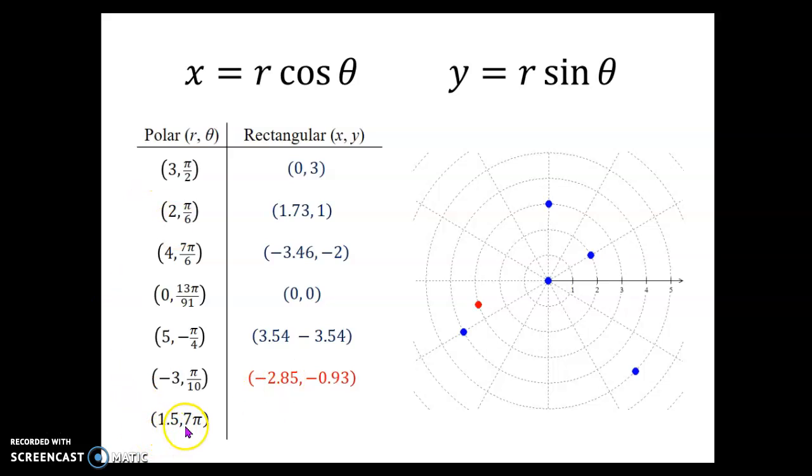Finally, what about 1.5, 7 pi? Well, where is 7 pi? Here's 1 pi. Here's 2 pi. That takes you all the way around the circle. 3 pi, 4 pi, 5 pi, 6 pi, 7 pi. So 7 pi is the same as just 1 pi, or 180 degrees. It's straight out along the negative x-axis. And if we go in that direction for a distance of 1.5 units away from the pole, that puts us right there. The point whose coordinates are negative 1.5, 0.